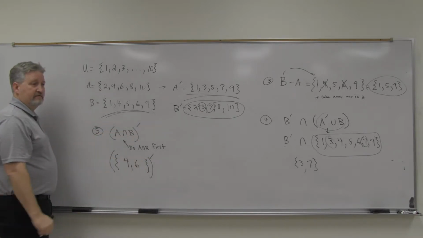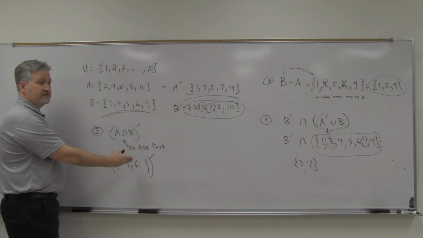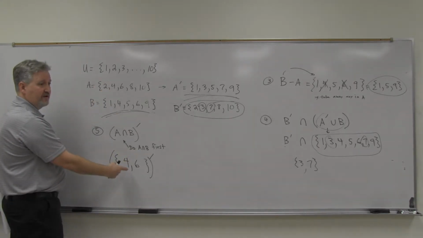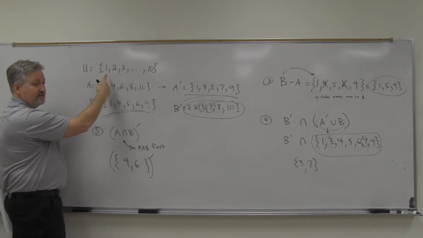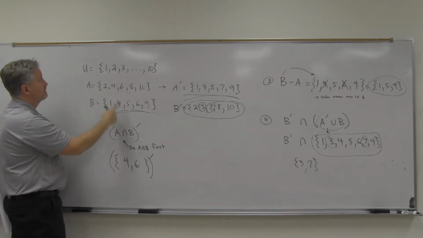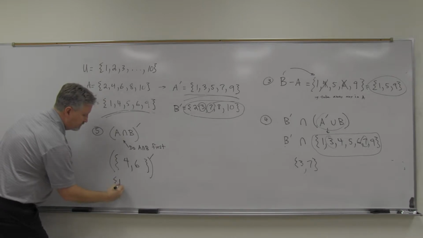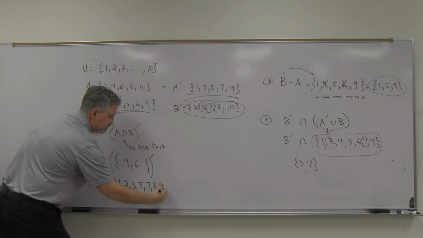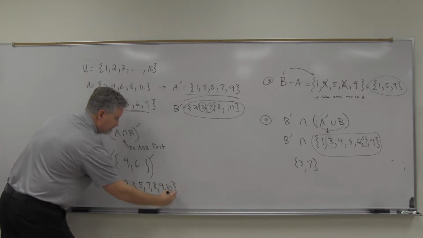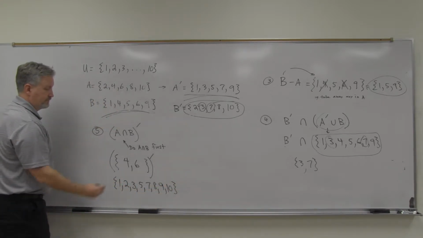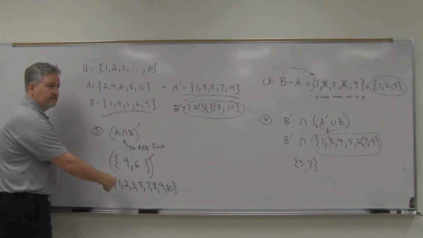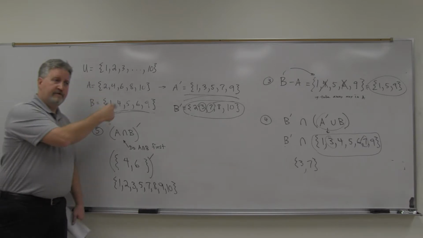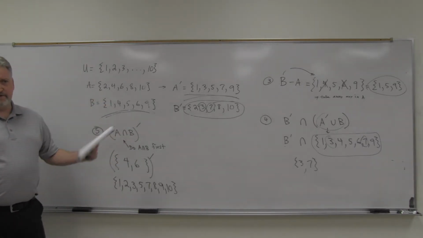Now I complement that. Well, the complement's just what's not in there compared to the universal set. What's not in 4 and 6? There's a whole bunch. Compared to the universal set, what's not in 4 and 6? 1, 2, 3, 5, 7, 8, 9, 10. Right? That's what's not 4 and 6. It's everything else. Okay? So if you have that complement on the outside, do the inside first and then do the outside.